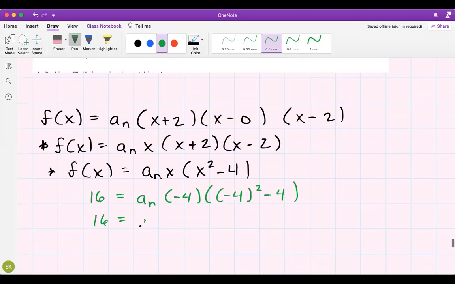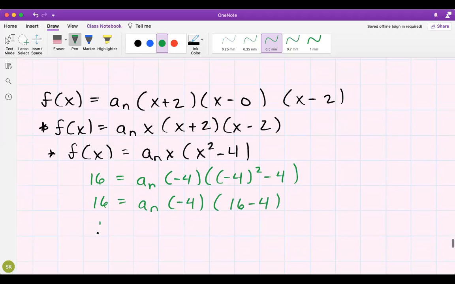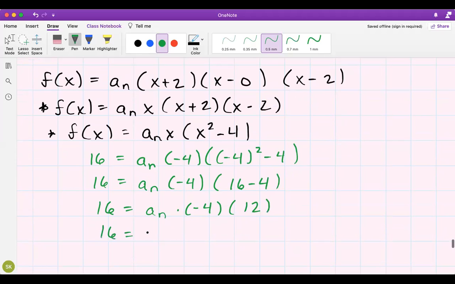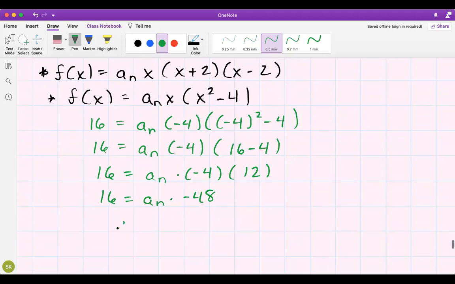And what I'll get is 16 is equal to a sub n times -4. This is 16, subtract 4, so we get 16 is equal to a sub n times -4 times 12. So 16 is a sub n times -48. So the right a sub n would be -16/48, because I'm dividing both sides by -48.